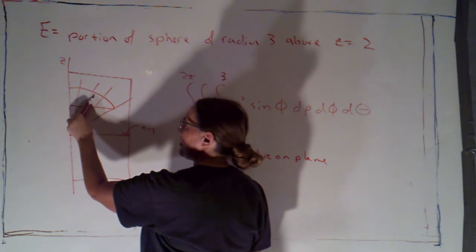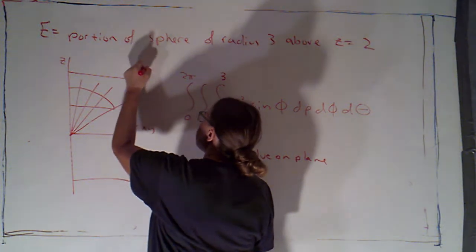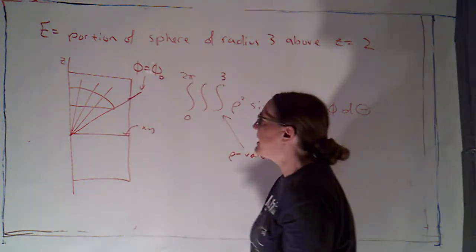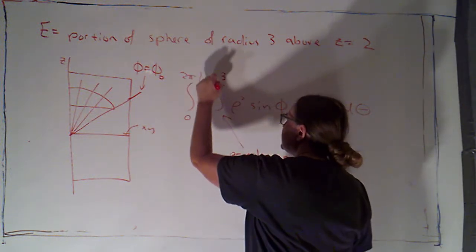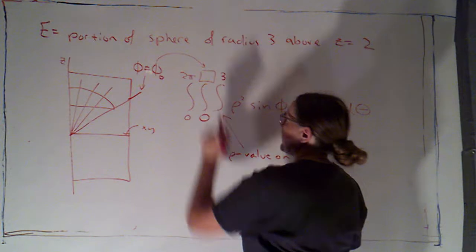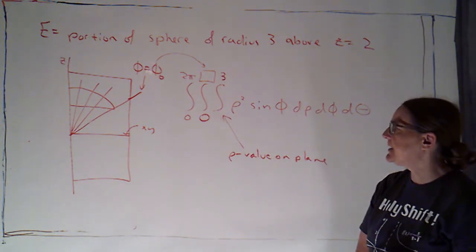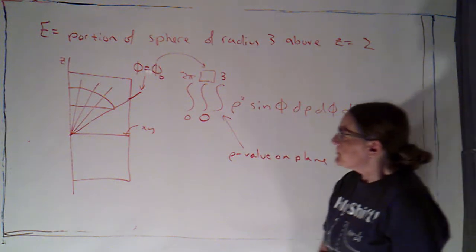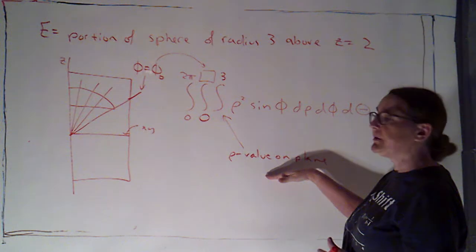So these were just sort of arbitrary phi rays. This one's going to become important. I'm just going to write that's phi equals phi naught. I can see my phi is going to go from 0 to whatever that phi naught value is. But I'm going to have to figure out what that is. Okay. Let's start by trying to find our rho value on the plane.